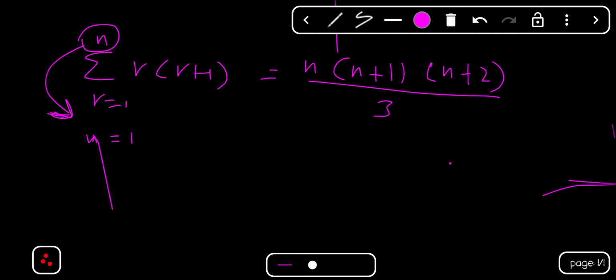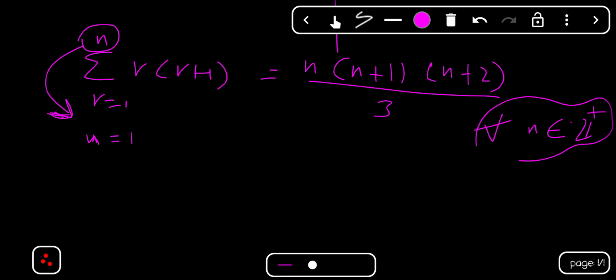Actually this starts with n equals 1 because n is an element of positive integers. Sometimes it depends on the series, on the statement you are given mathematically, so you have to understand the particular scenario. In this scenario, it starts with n equals 1.